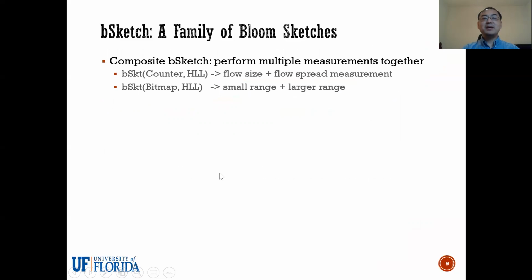And the estimator can be a composite one. For example, bSketch counter and hyperlog. Each estimator contains a counter and a hyperlog estimator. They can be used to measure flow size and the flow spread simultaneously. Another example is bSketch, bitmap, and hyperlog. Bitmap is good at giving accurate estimation for flows of a small spread, and hyperlog has the advantage of a large estimation range. By putting them together, we can achieve both accuracy for the small flows and the large estimation range.